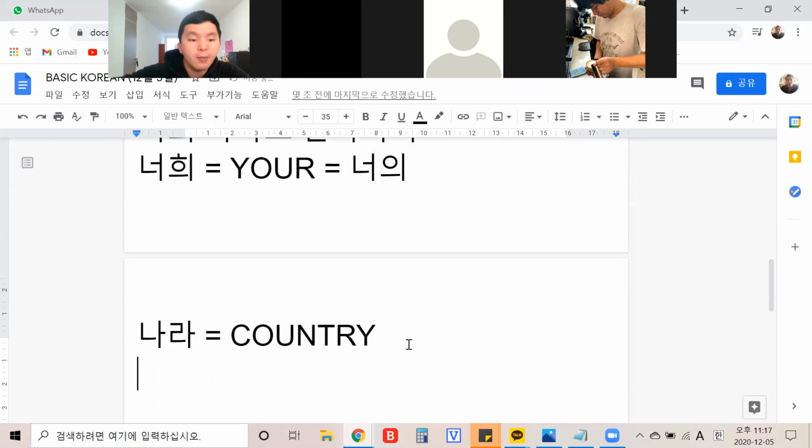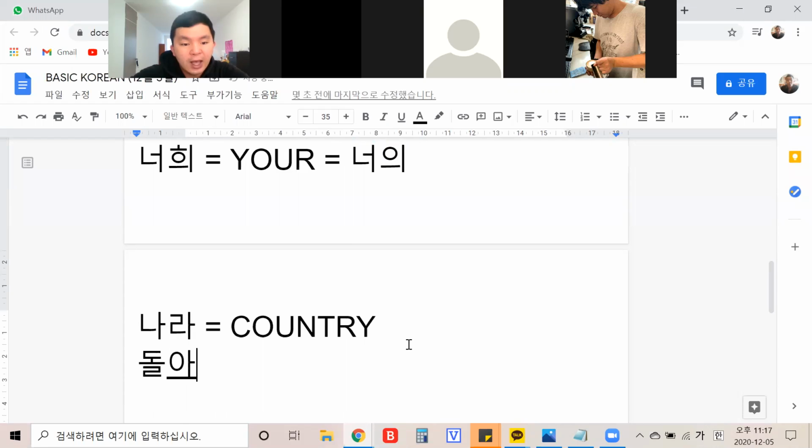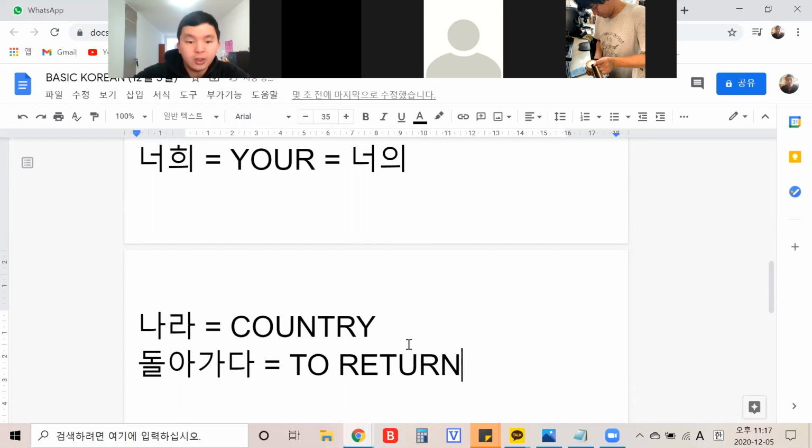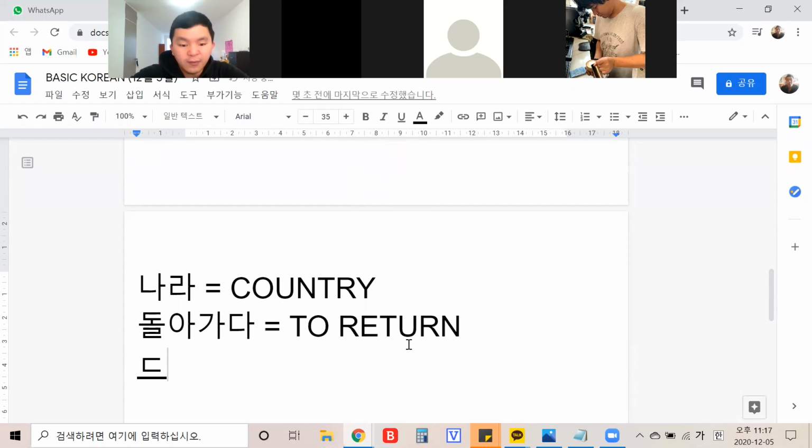돌아가라 is from the verb 돌아가다, actually, which means to return. But you see the forms are a little bit different. 돌아가라, this one we call the 반말. Actually, 반말. Anyone know what a 반말 is?